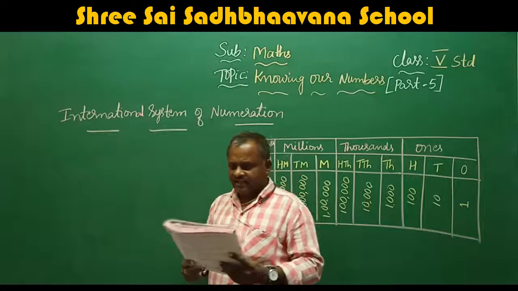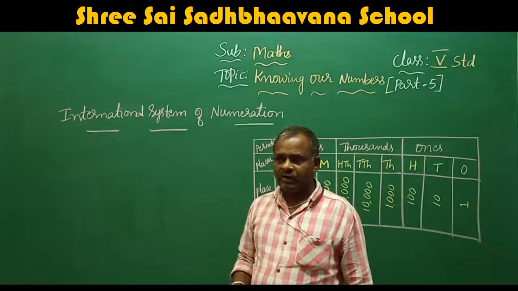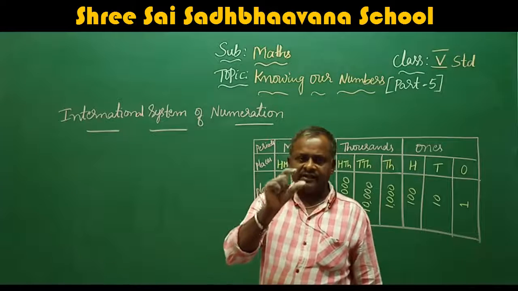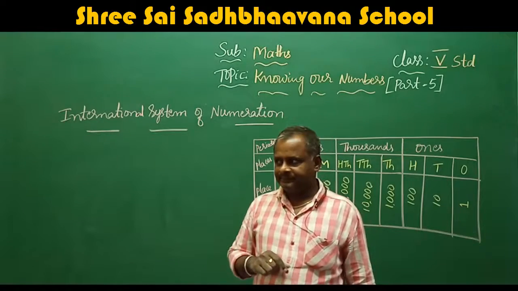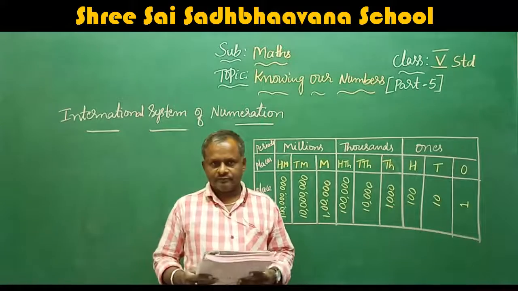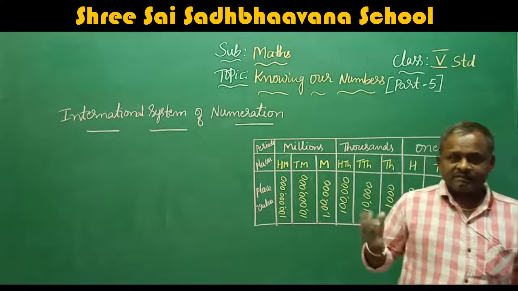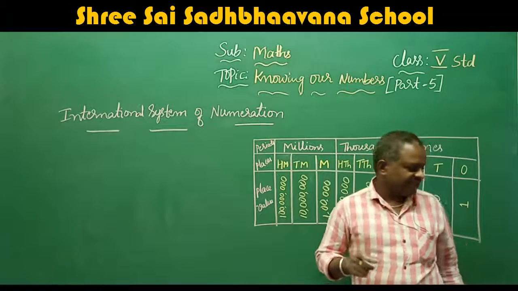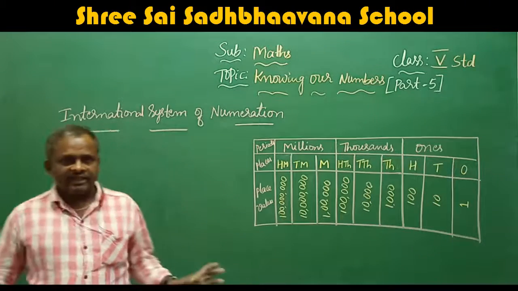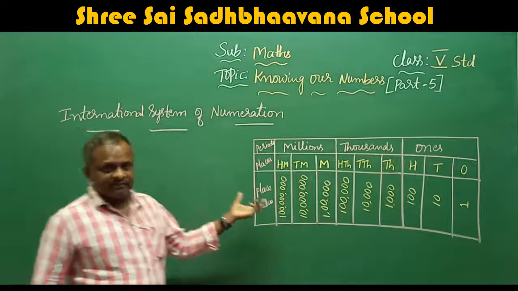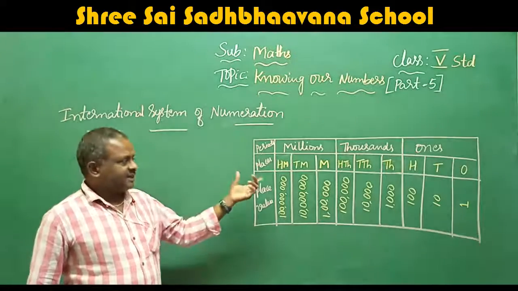Okay, here in the Indian system, how we will read: unit, 10, 100, 1000, 10,000, lakh, 10 lakh, crore, 10 crore. But in the international system, we are not counting by the crores. Here we use some different names to read the numbers.